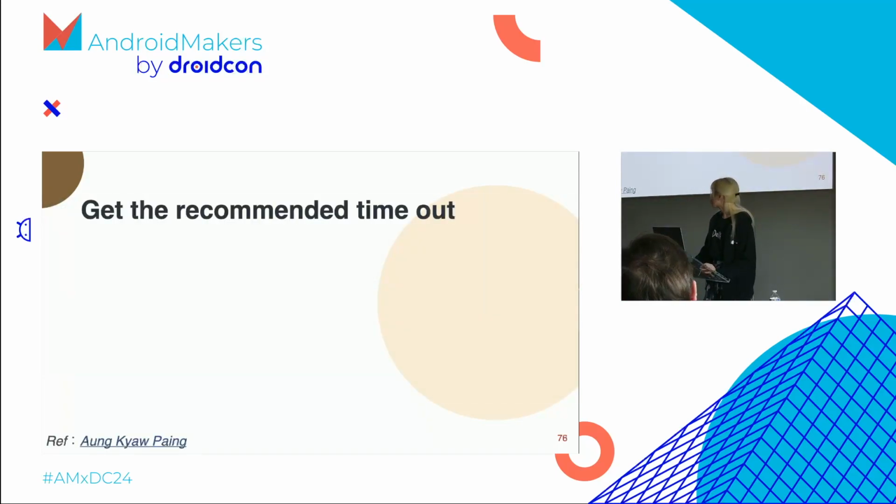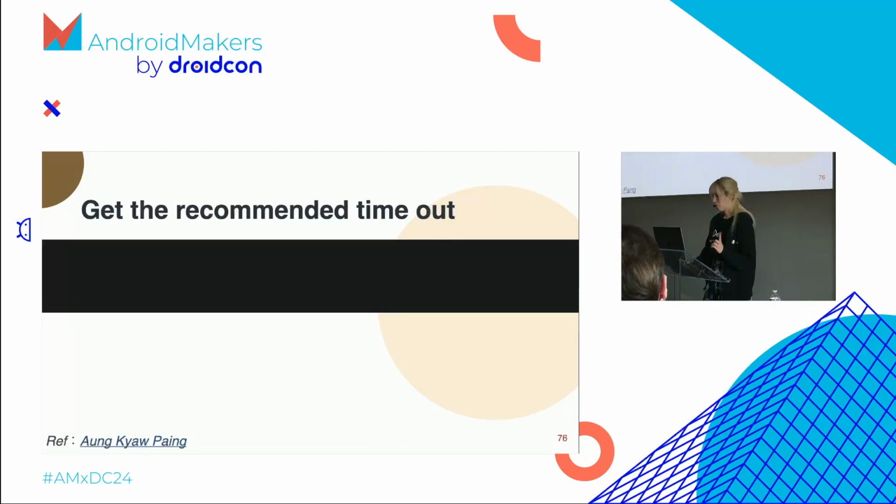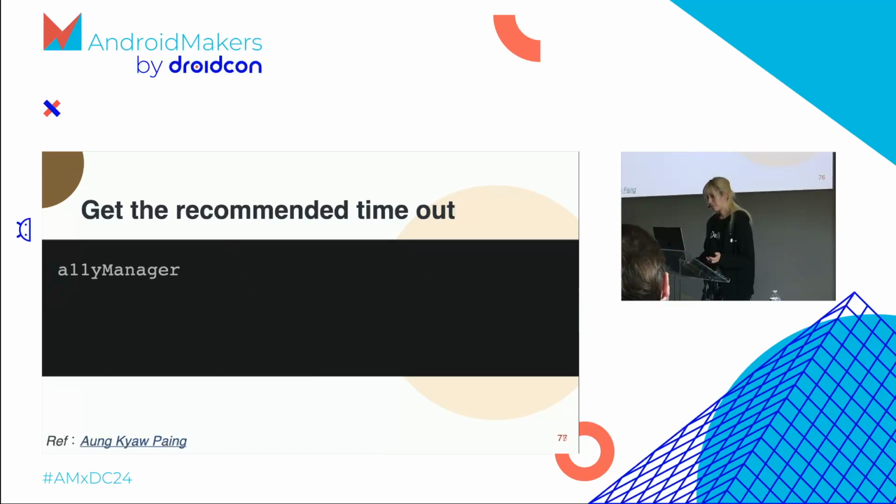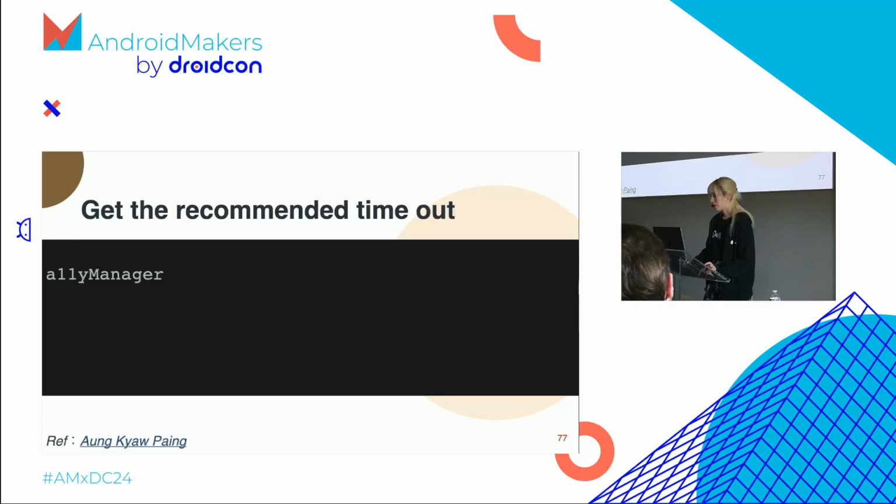OK, and we still want to give enough time for actions. So we actually still want to get the user's preferred timeout value. And you can still do that. You can also access the local accessibility manager in Compose. Much easier, actually. Which method has actually slightly changed of name. This time it's called calculate recommended timeout values, which is actually more accurate when you think about it.